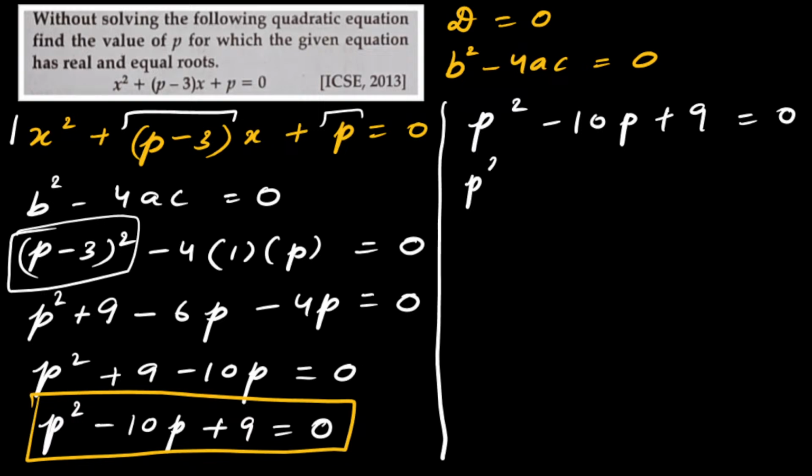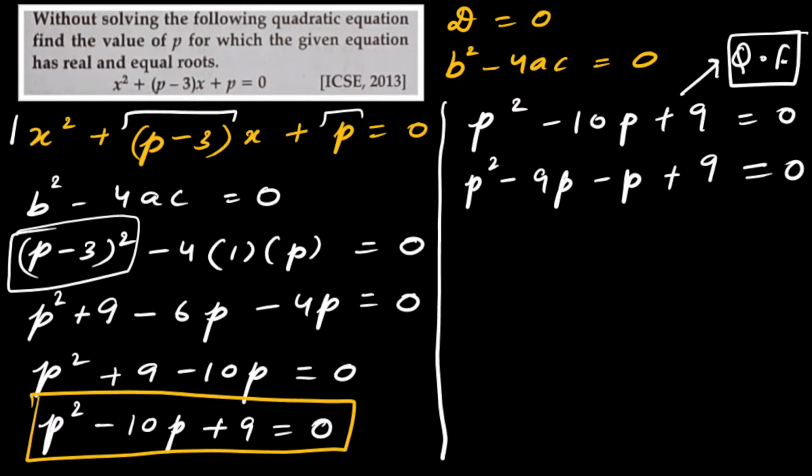Or I am going to do it by splitting the middle term, so minus 9p minus p, plus 9, by factorization. I am doing it because it's much easier by factorization, but those who want to do it by quadratic formula, you can do it here. It's not mentioned any method, so you can always solve the equation by quadratic formula. Splitting the middle term also I'm not going to teach, I'm just solving it.